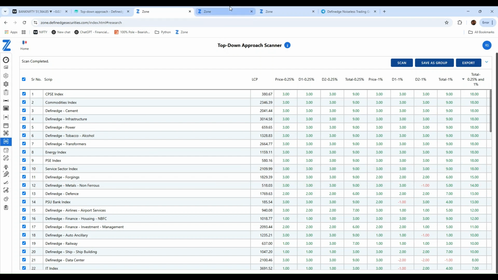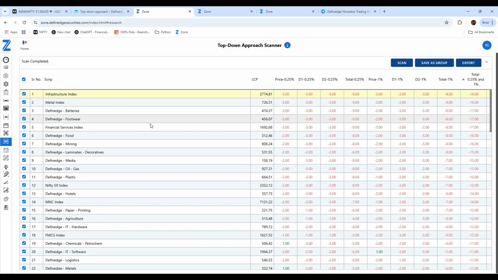Now the next part of this is I've identified the strong sectors. Let's have a look at the weak sectors, which is the bottom 12: infrastructure, metal, batteries, footwear, financial services, food, mining, laminates, decoratives, oil, plastic, and Nifty 50 index.